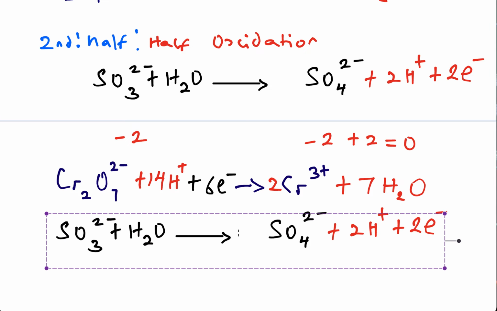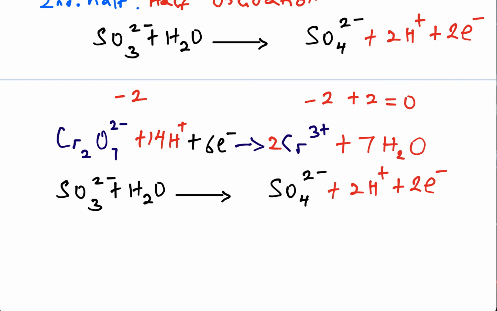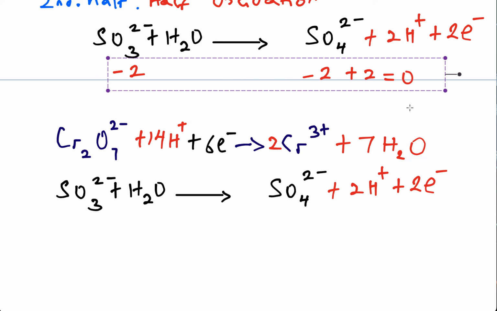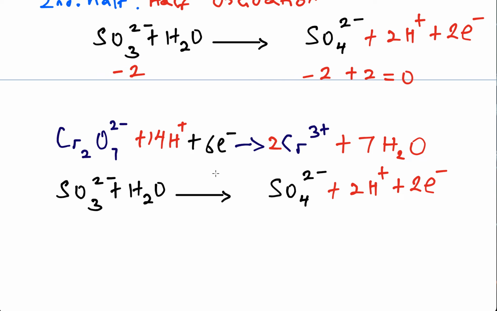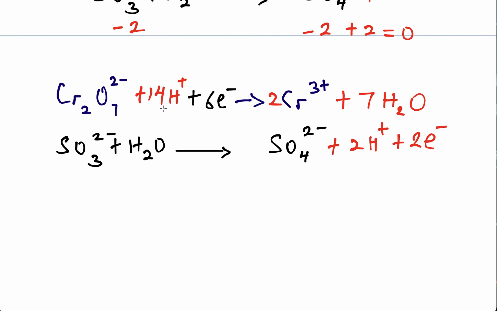Okay, so now that we have the two of them here, what you notice is that, like I've already warned you before, the electron cannot be on the same side if you have done a correct thing. If you have done a correct thing, the electron should not be on the same side. So we are good to go here, because the electron is on the left-hand side for the first half, and on the right-hand side for the second half. So let's now go and balance the overall chemical equation.